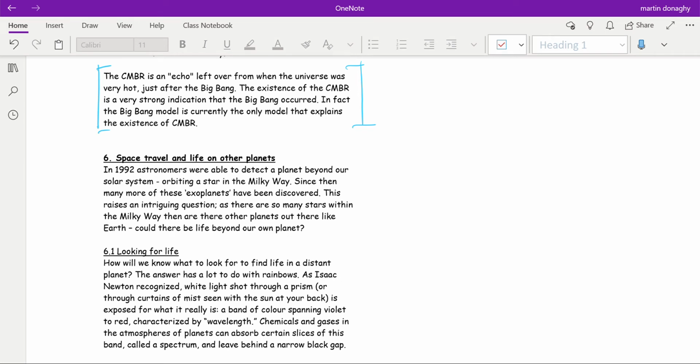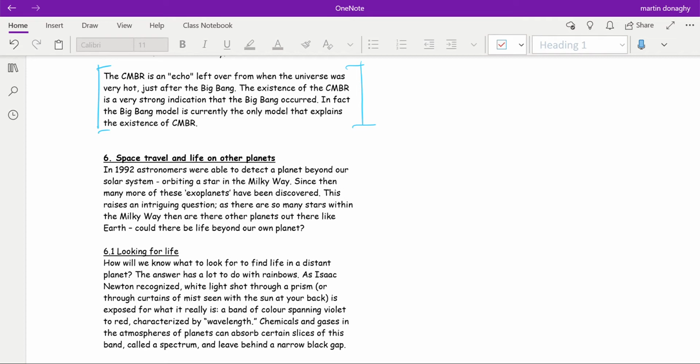The last part of this book then looks at space travel and whether there could be life on other planets. For a long time, we weren't sure whether our star, the sun, was the only star that had planets around it, and in fact, we thought we may never know the answer to that.